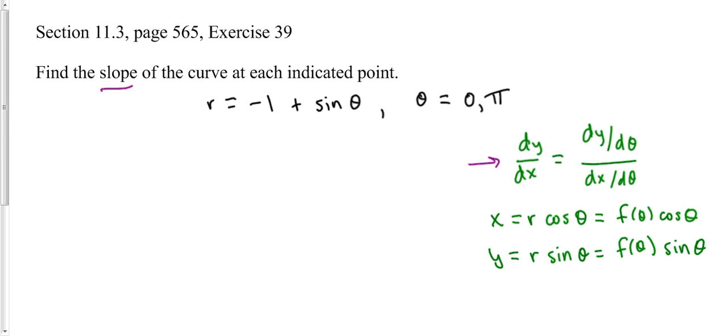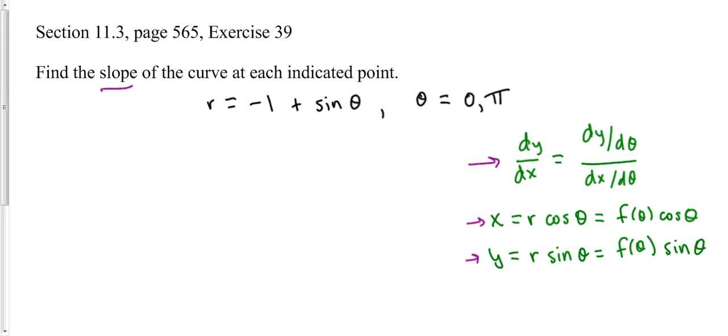Now, if we're supposed to find the slope, then what we really want to find is dy/dx, which the book tells us is equal to dy/d theta divided by dx/d theta, similar to the way things were when we did parameterizations. And the book also reminds us that x is equal to r cosine theta, or f of theta times cosine theta, and y is equal to r sine theta, or f of theta times sine theta.